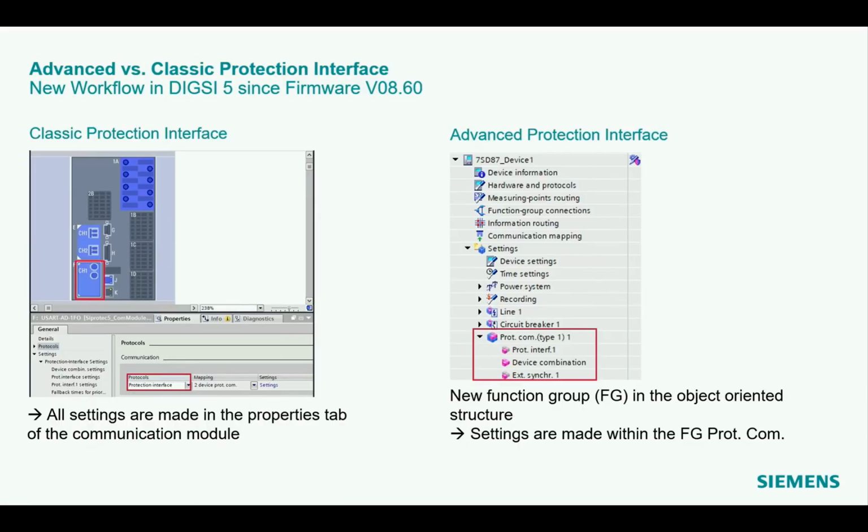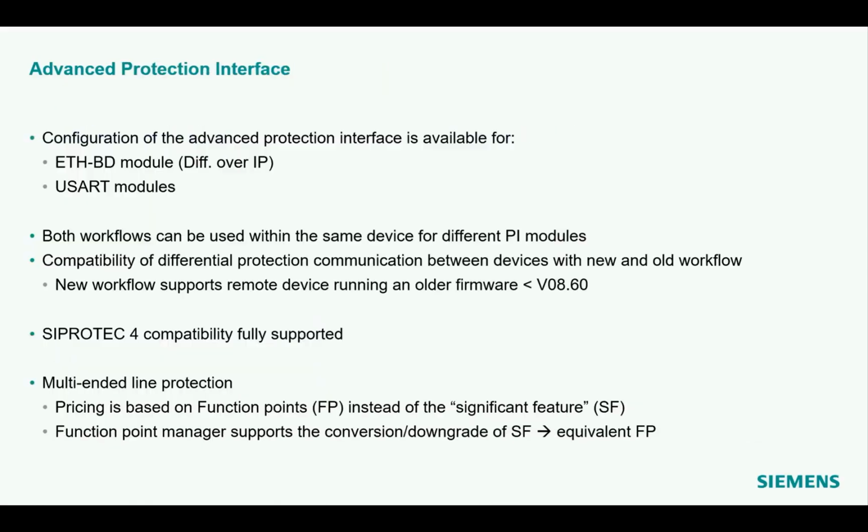For the advanced protection interface workflow, now we have a dedicated new function group in the object-oriented structure of DIGSI 5. So the settings are made within the new function group protection communication. The new workflow for the advanced protection interface is available for the Ethernet BD module, particularly used for line differential over IP networks, and also for all the USART modules.